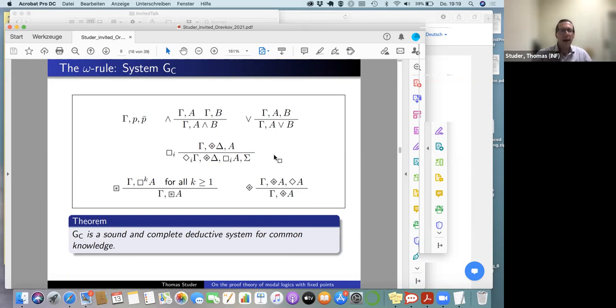So this almost works, but we have to adapt the box rule. If you forget about the dual of common knowledge in the box rule, then it's the usual box rule from modal logic. But for the case of common knowledge, with these two rules for common knowledge and its dual, we need this additional side formula here: if we have the dual of common knowledge, we don't need to prefix it with a diamond. Usually all the side formulas are prefixed with a diamond in the box rule. But if you have the dual of common knowledge, then this additional diamond is not needed. So this gives us a sound and complete cut-free deductive system for common knowledge.